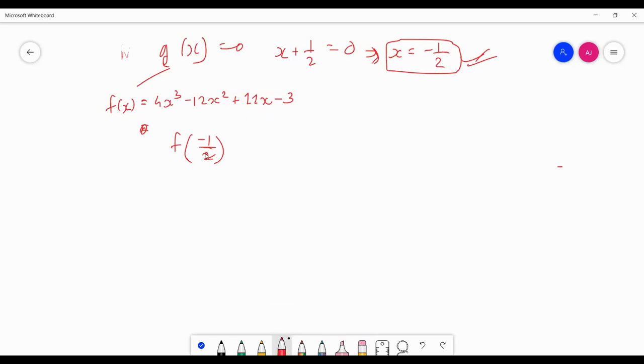We will try to find that. Okay. So we can see that it is becoming 4 into -1/2 whole cube minus 12 into -1/2 whole square plus 11 into -1/2 minus 3.